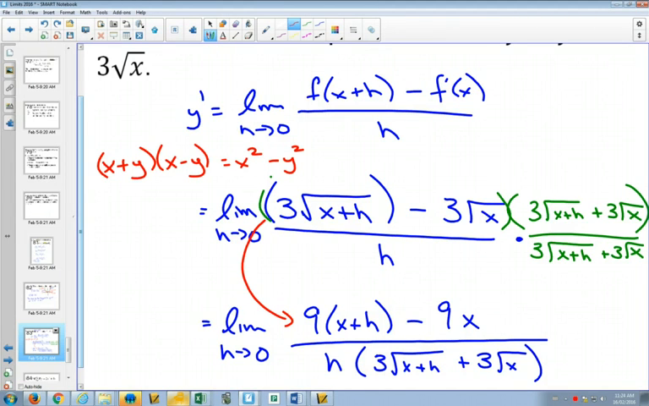To get 9 times x plus h, I multiplied 3 root x plus h times 3 root x plus h. And the 3 times 3 is 9. And the square root times the square root will cancel each other out, and you'll just get x plus h. Same thing with the last one. 3 root x times 3 root x, well, 3 times 3 is 9 again. And then the root x and the root x will just become an x.